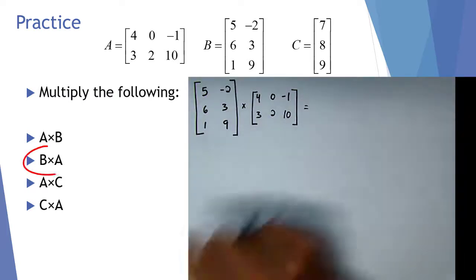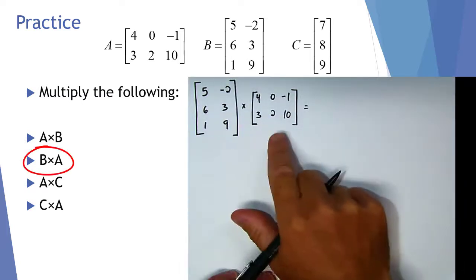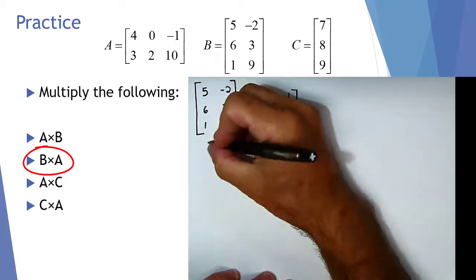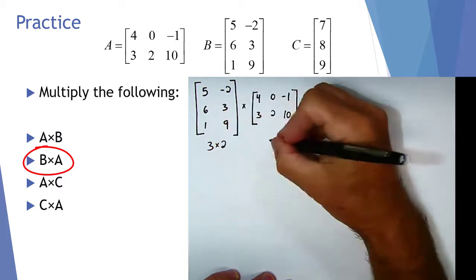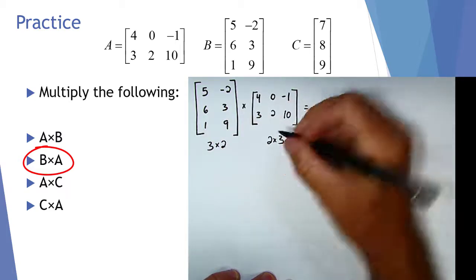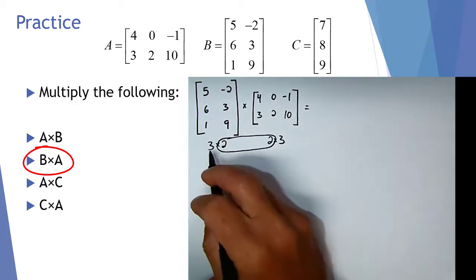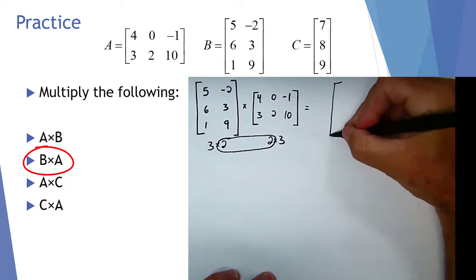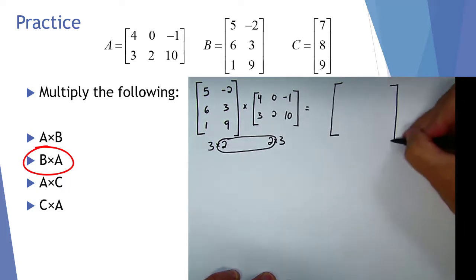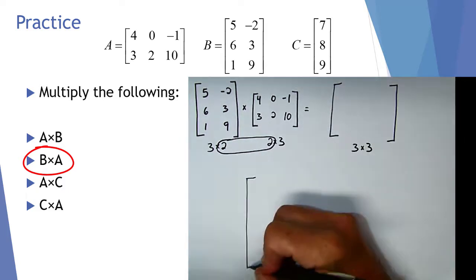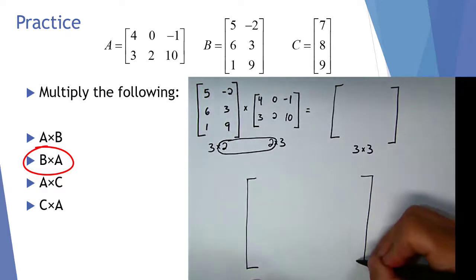Okay, what if we reverse the order? Let's take matrix B times matrix A. That's going to be a 3 by 2 matrix times a 2 by 3 matrix. We can do that. The two middle numbers match, and our result will be a 3 by 3 matrix. So it's going to be a little bigger this time. Okay, so let's do the arithmetic down in this space.